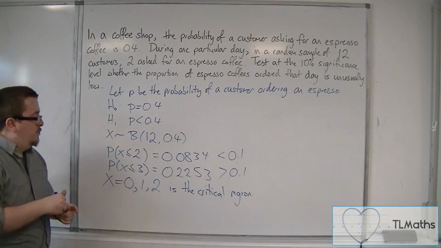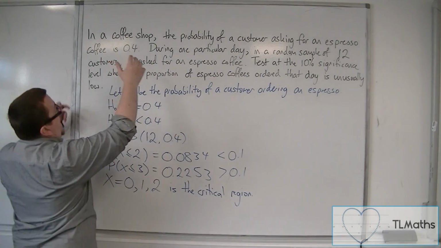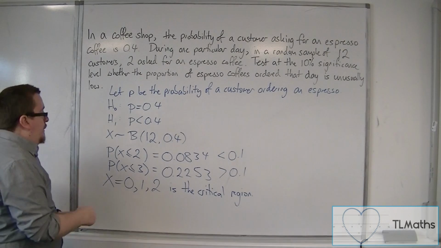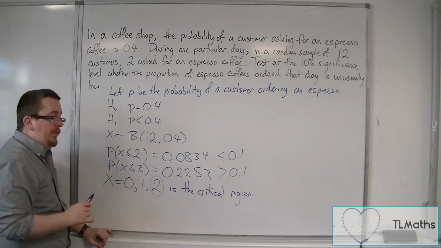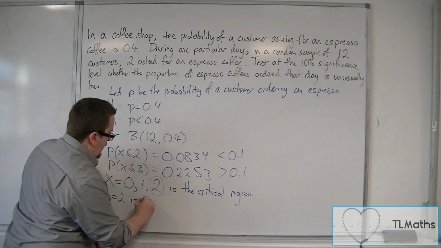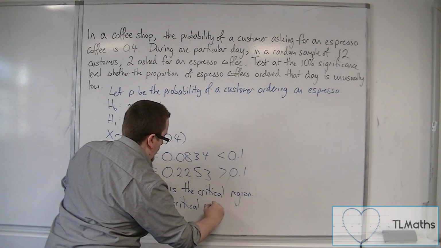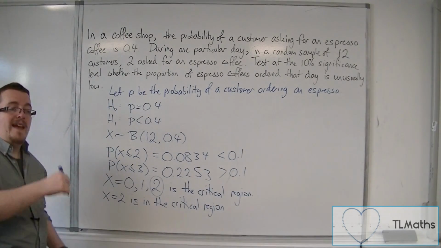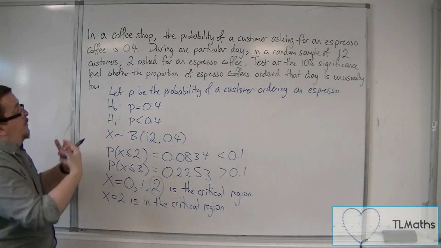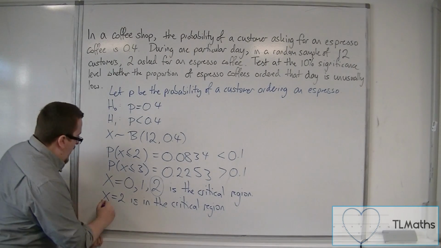Now what we do, once we have our critical region, is we compare it with how many actually asked for an espresso coffee this day. So we have 2. Now we find that 2 is inside the critical region. So x is 2, which is in the critical region. And what that means is that we now have evidence to suggest that the proportion of espresso coffees ordered that day is unusually low. So we can reject H0.